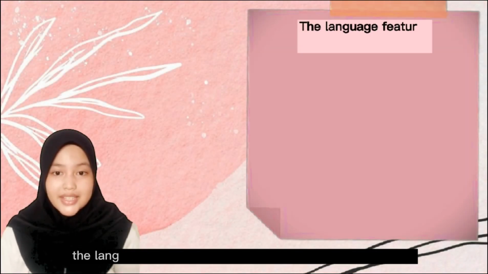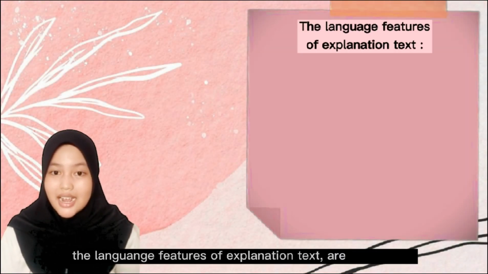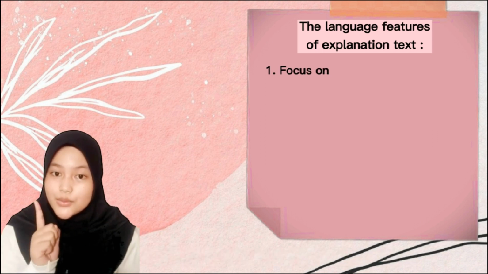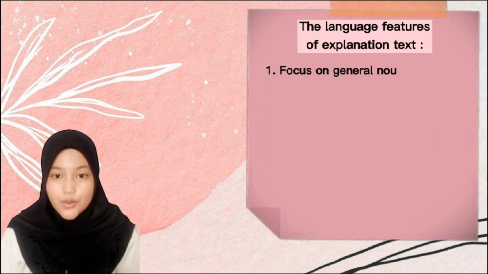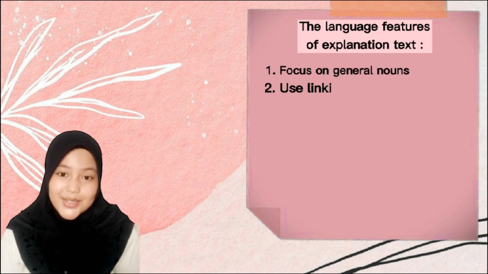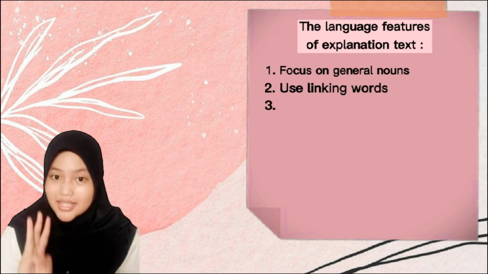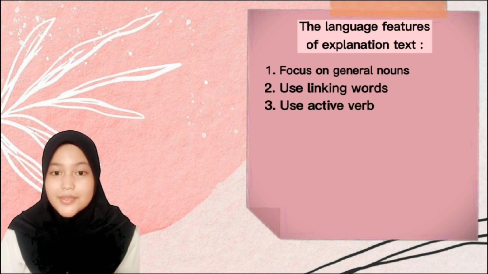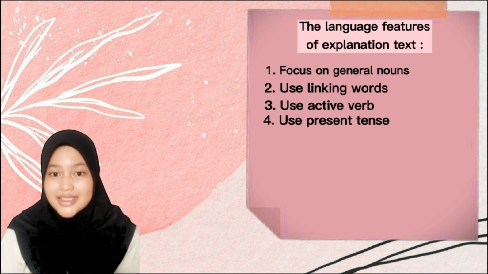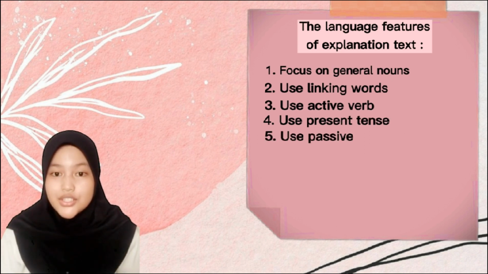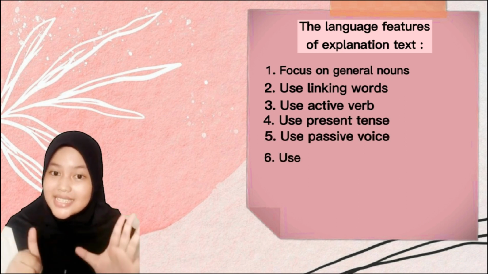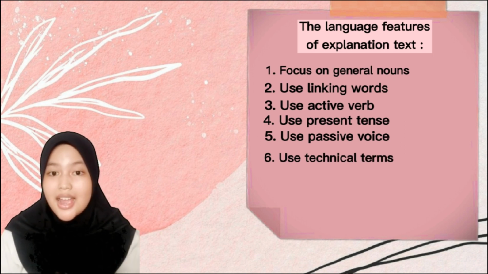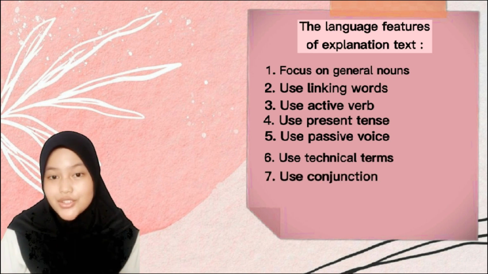The language features of explanation text are as follows. The first one is focus on general nouns. Second, use linking words. Third, use active verbs. Fourth, use present tense. Fifth, use passive voice. Sixth, use technical terms. And the last one, use conjunctions.